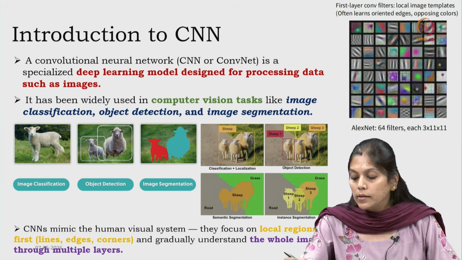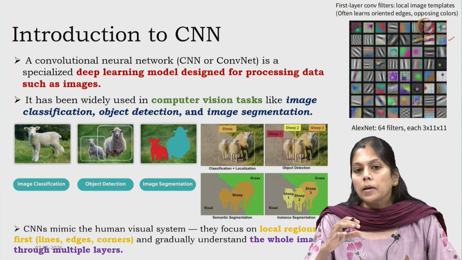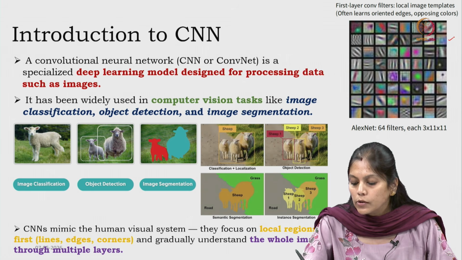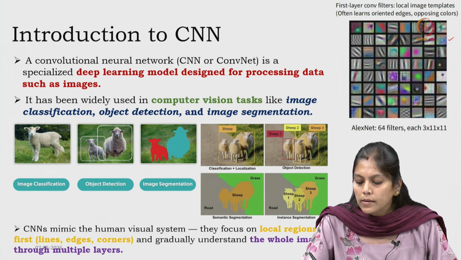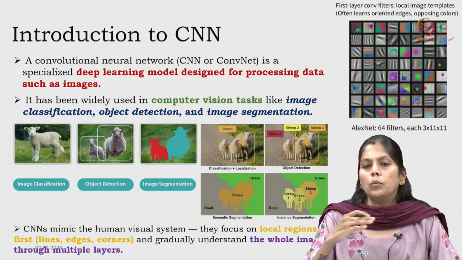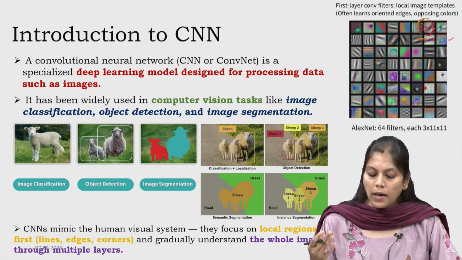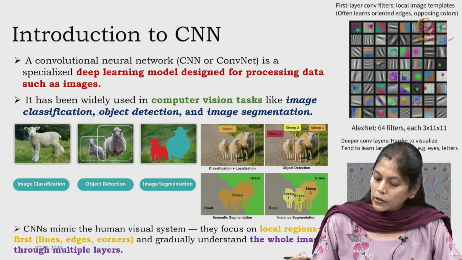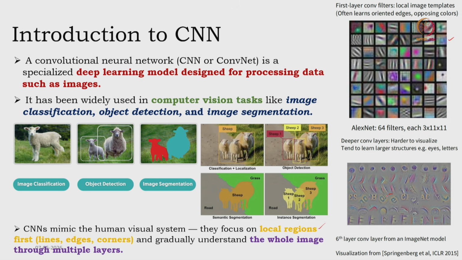So this is an example. Earlier layers will focus on the lines. So if you see, there are lines. These lines can be a horizontal line, vertical line, corners. Then as we go deeper into the architecture, we can see that it is understanding an image as it is able to identify what exactly this particular object is. So how the human visual system works, in a similar way even CNN also works.